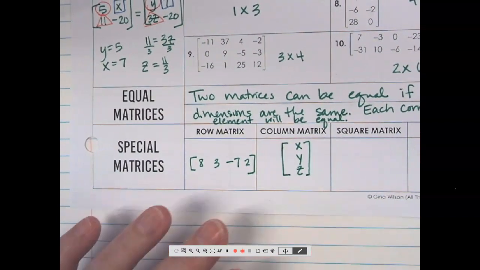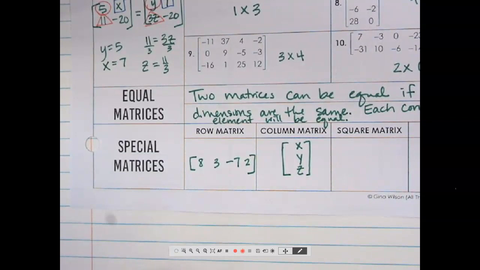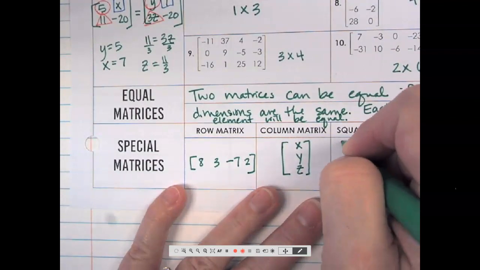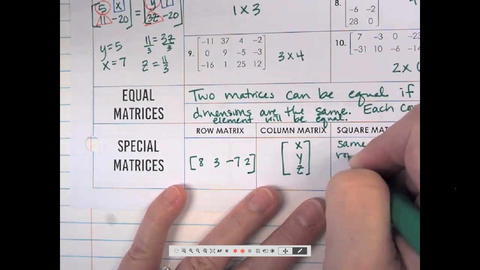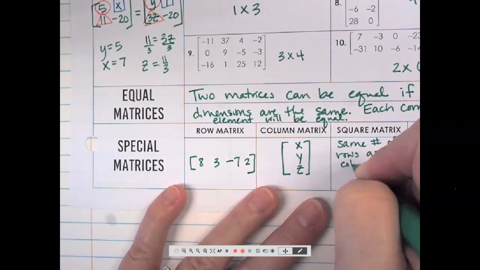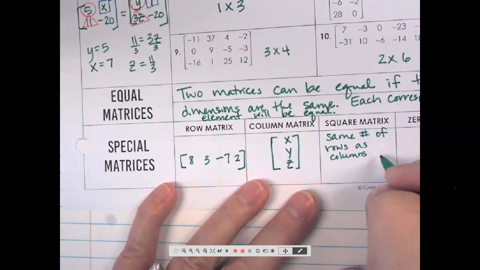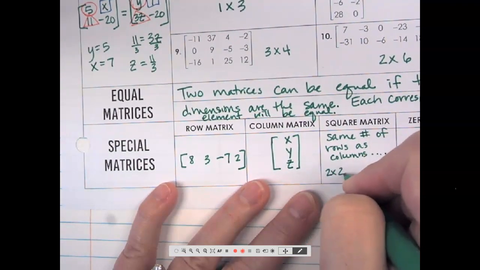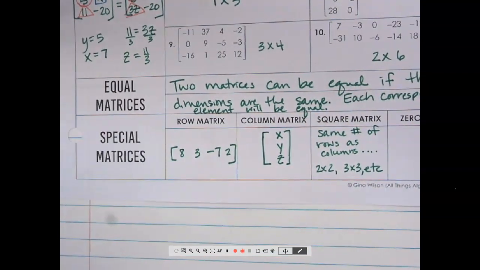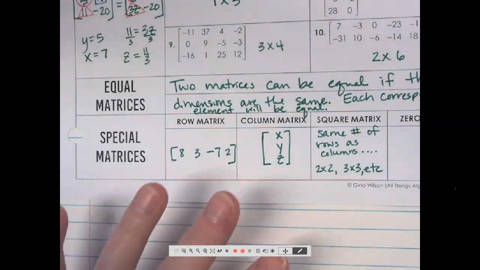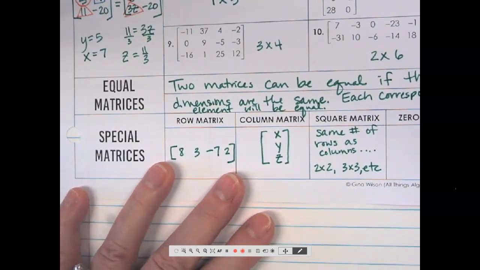Any idea what a square matrix would be? 2 by 2? 3 by 3, 4 by 4, 5 by 5, just the same number of rows as columns. 2 by 2, 3 by 3, etc. Can I have a 1 by 1? I could. It would just have one element sitting in it, so maybe not very practical.